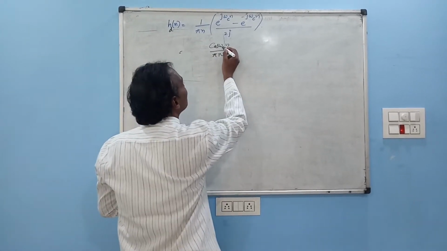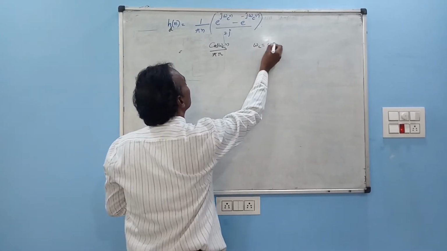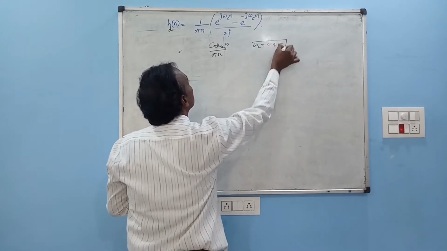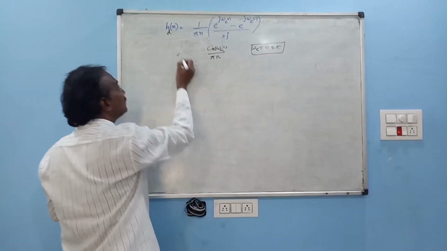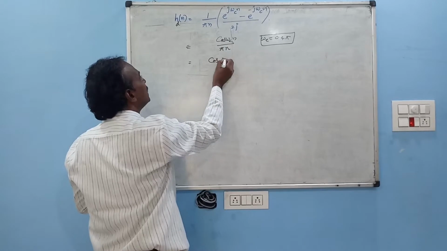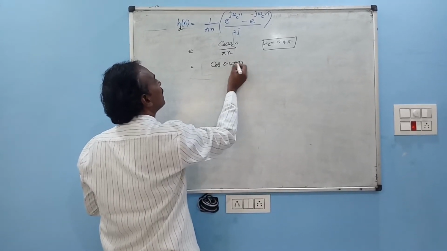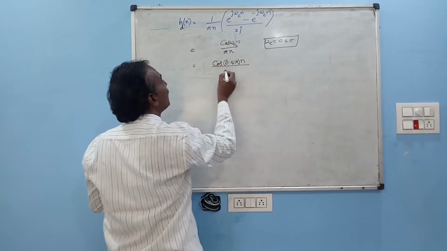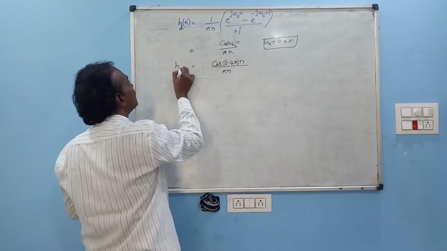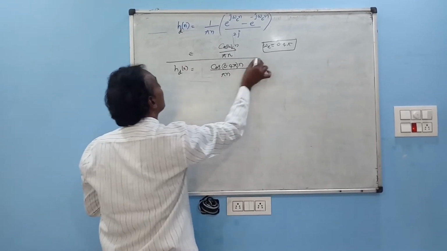So omega c value, we know omega c is nothing but 0.4 pi radians per second. Let me write sine 0.4 pi n by pi n. This is hd of n, right?